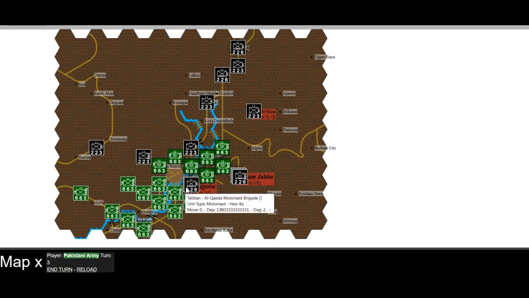Bombarding Mingora. Okay, so look at the different colours. I've got a black background, these ones have got a white background on the square. The Pakistan army, what do they want to do? See, I can either attack now or move there to prepare for an attack next turn. So let's prepare for an attack for next turn. There's absolutely no rush.